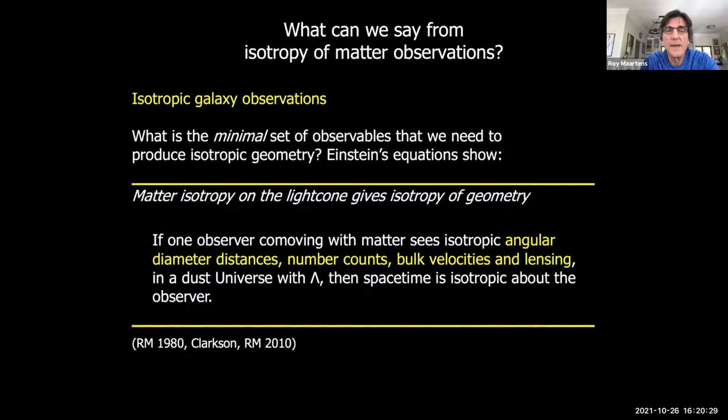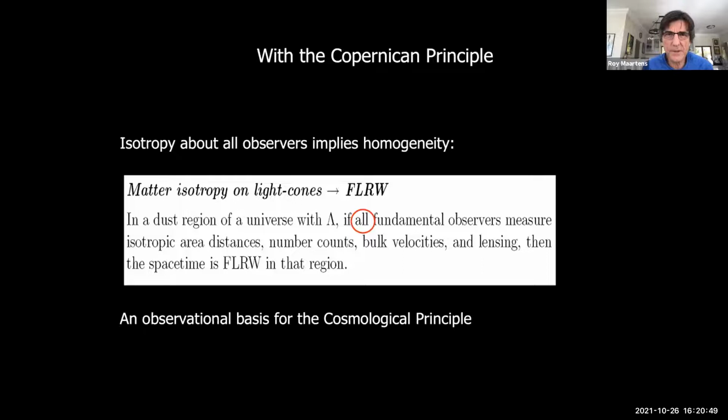If one observer co-moving with matter sees isotropic angular diameter distances, or luminosity distances if you prefer, number counts, bulk velocities, and lensing in a dust universe with lambda, then the space-time is isotropic about the observer. And if all observers have the same isotropic measurements, then we get Friedmann. In other words, if we use the Copernican principle. So that's sort of the matter partner, if you like, of the CMB result that I discussed. It's an observational basis for the cosmological principle, using the matter rather than the CMB.